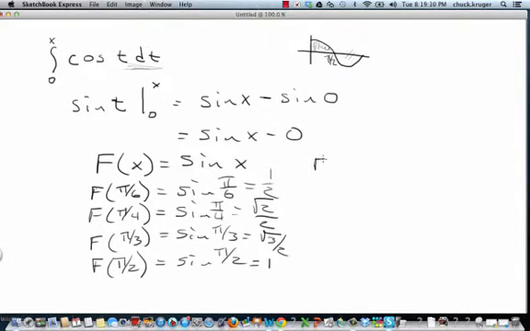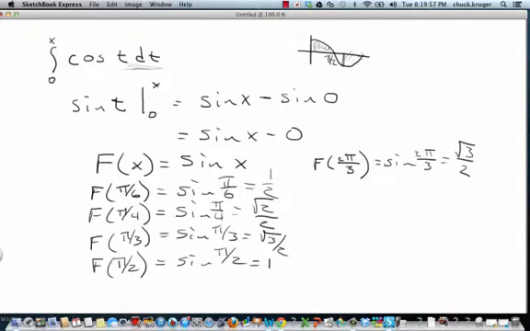So if I put 2 pi over 3, 2 pi over 3 is somewhere over here, I'm going to be less than 1. And sure enough, I'm going to drop down. That's the same as the sine of 2 pi over 3. And I'm going to get the square root of 3 over 2.